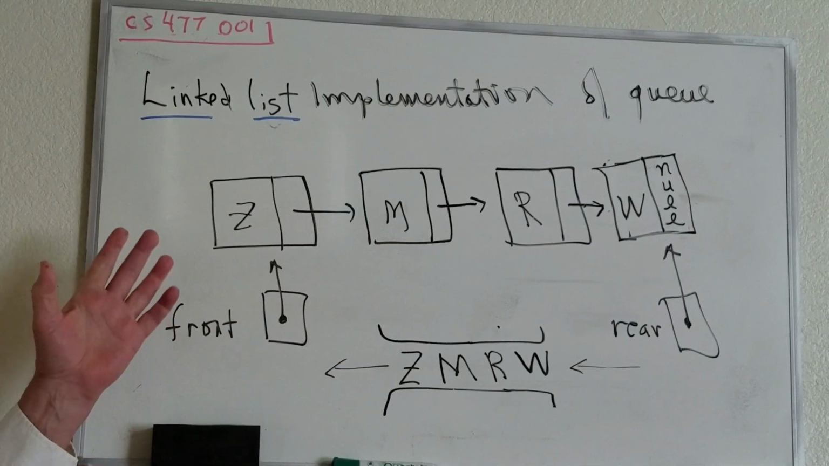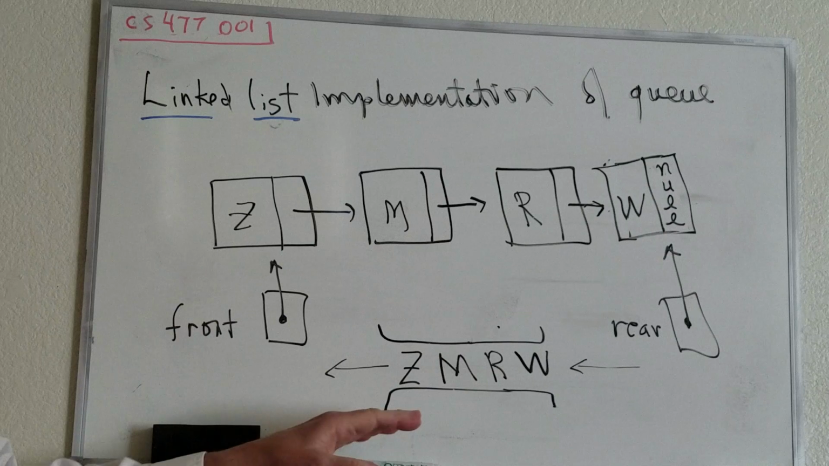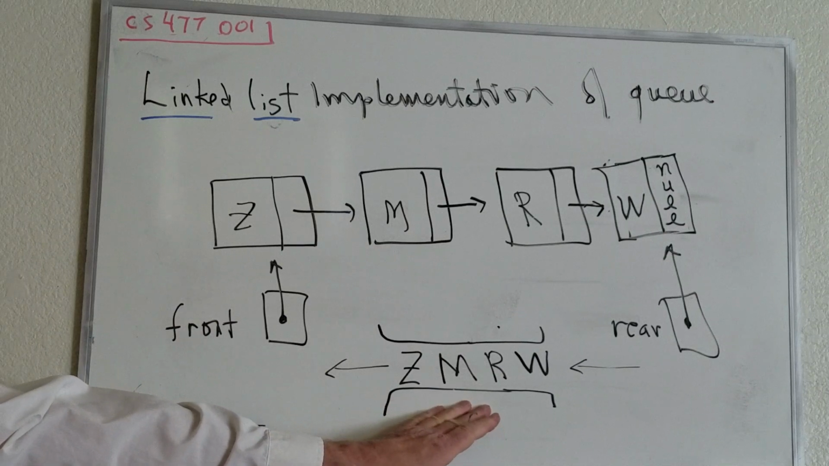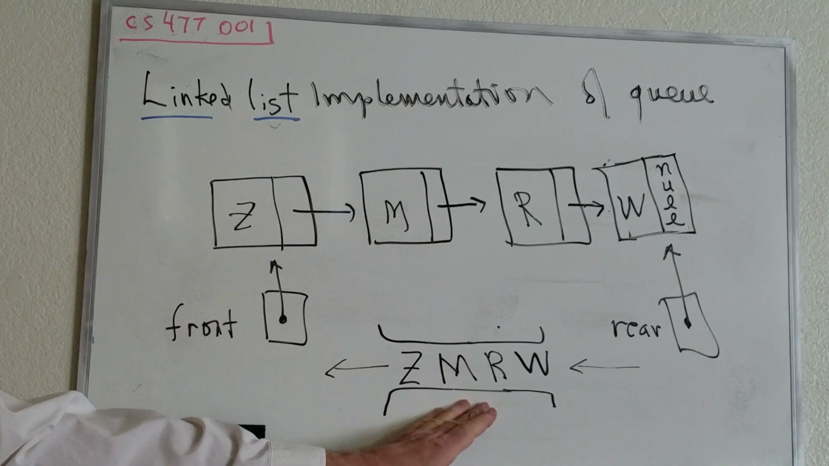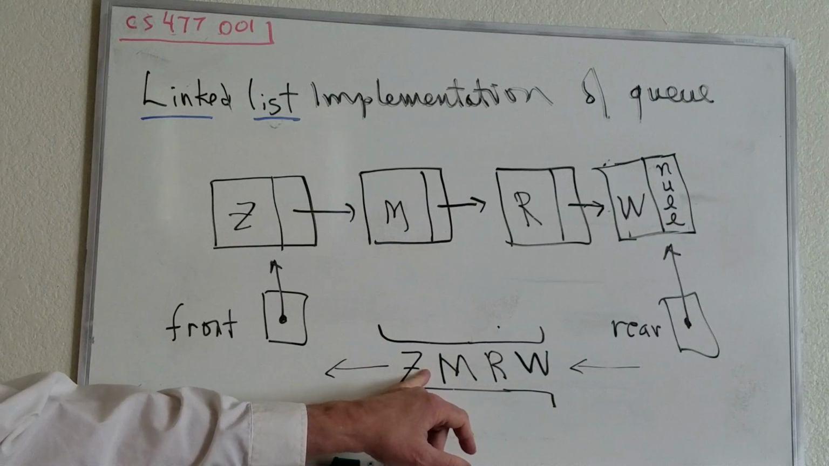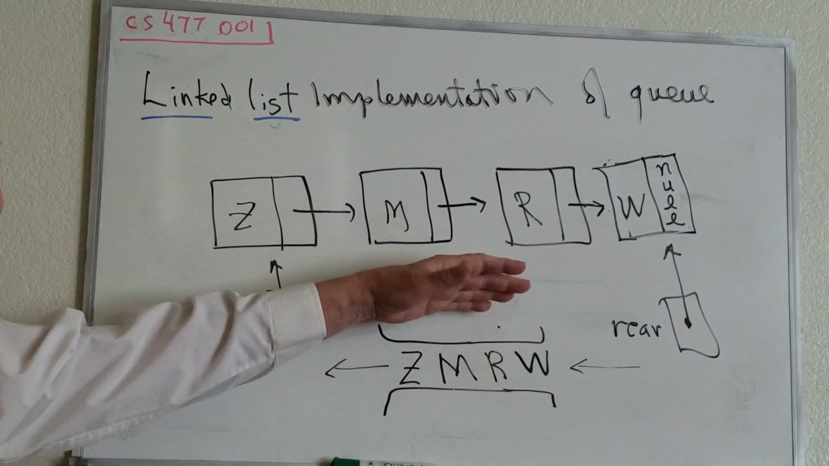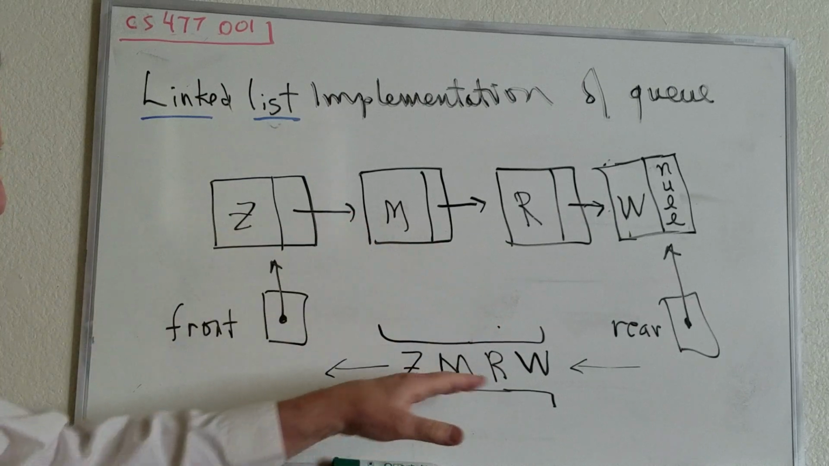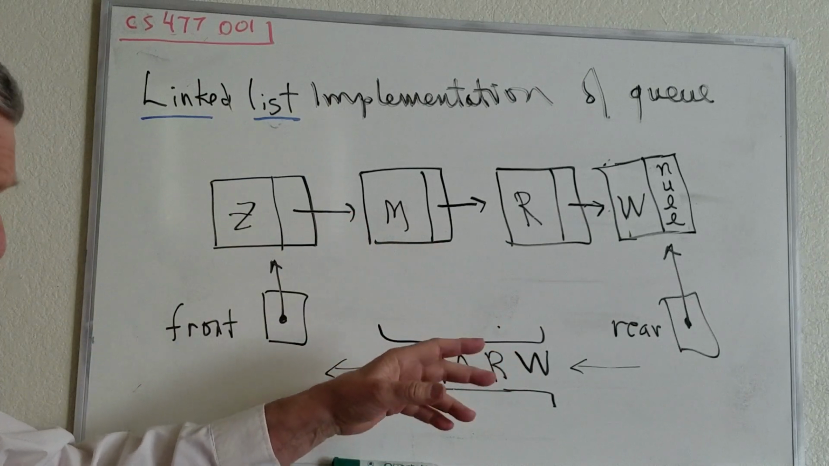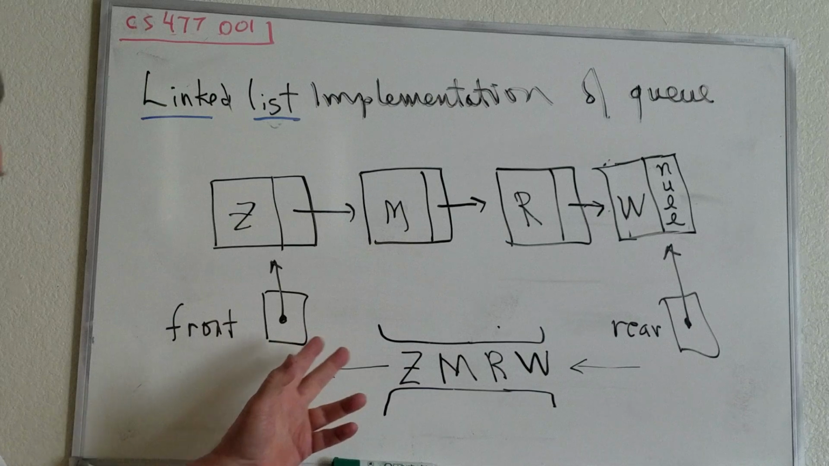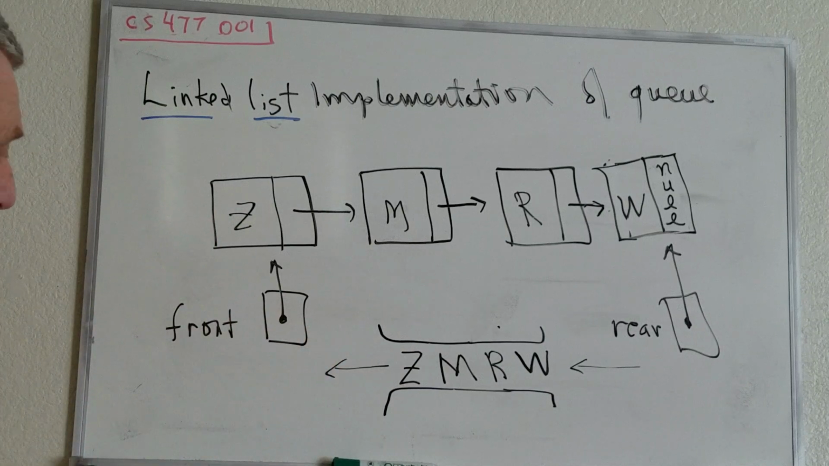Let's look at a linked list implementation of a queue. Now, this is an abstract diagram of the queue, where Z is in front, then M, R, and W is in the rear. So sometimes that's written like it's a tube, a double-ended tube where you push things in on one end and things pop out the other end.